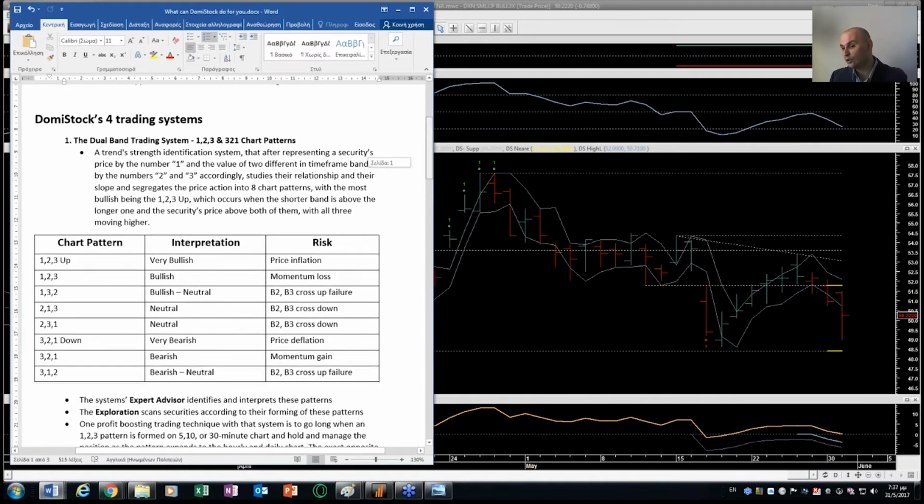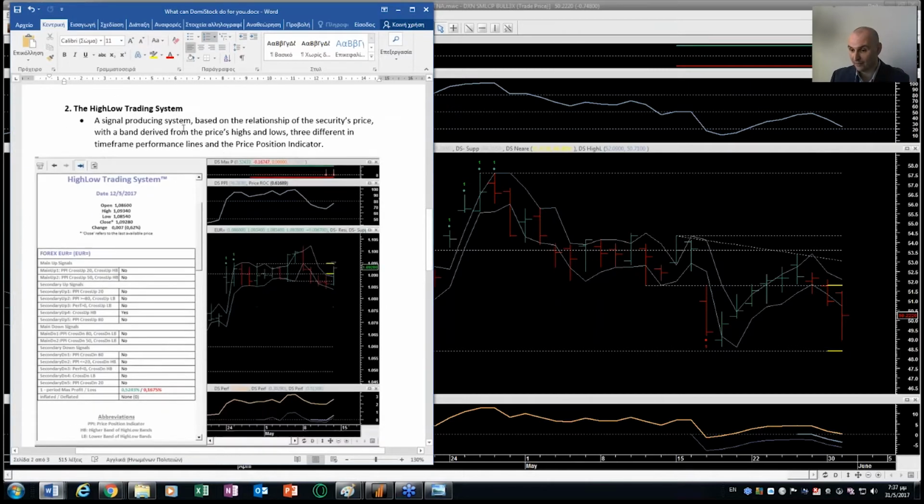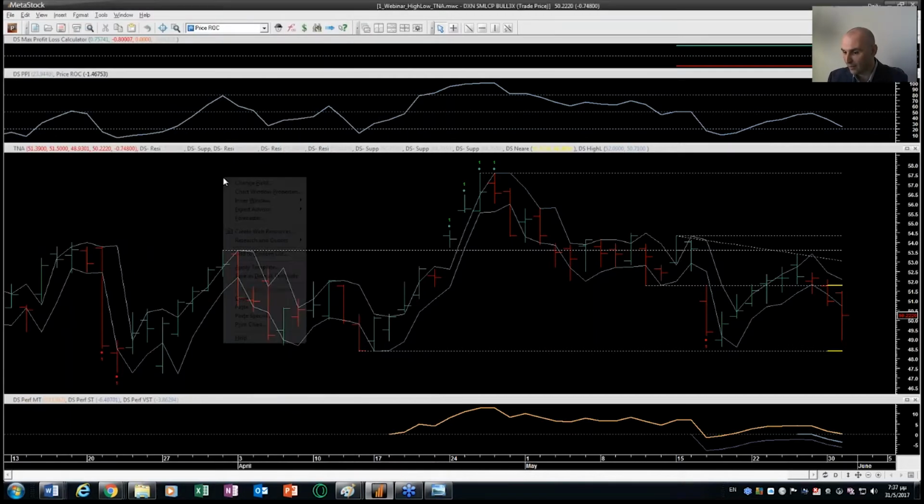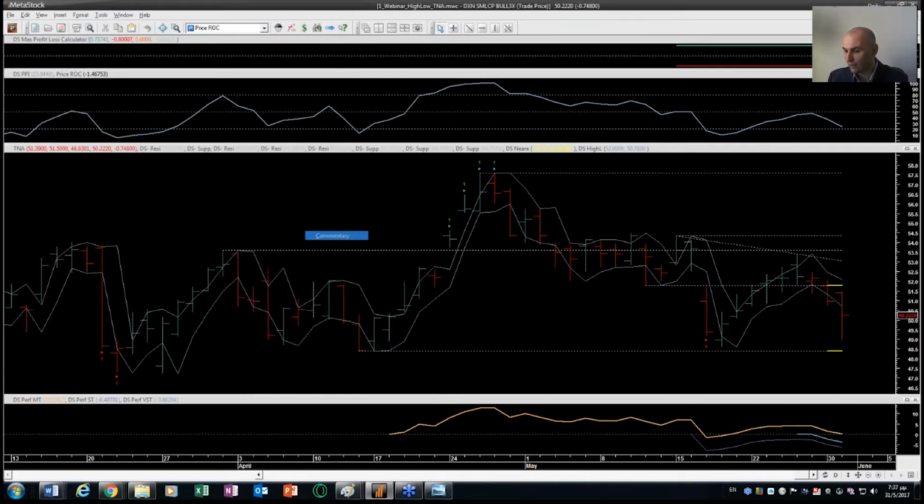So the first one is the dual band trading system. The second one is the high-low trading system. It is a signal producing system based on the relationship of the security's price with the band derived, and so on. Forget about that. Let's not go into the theory. Let's just see the commentary.